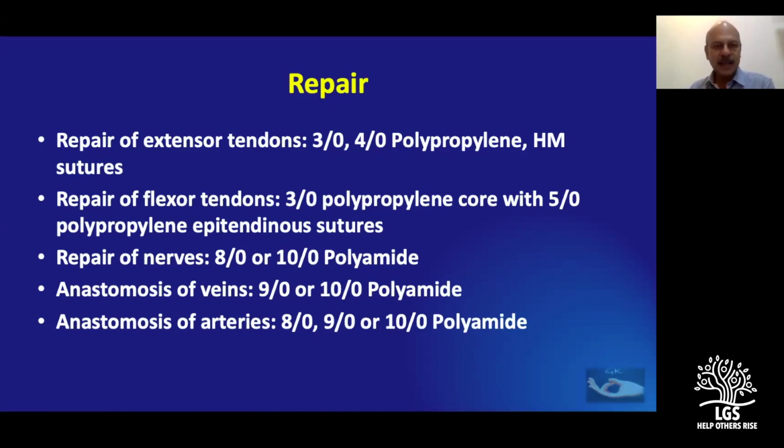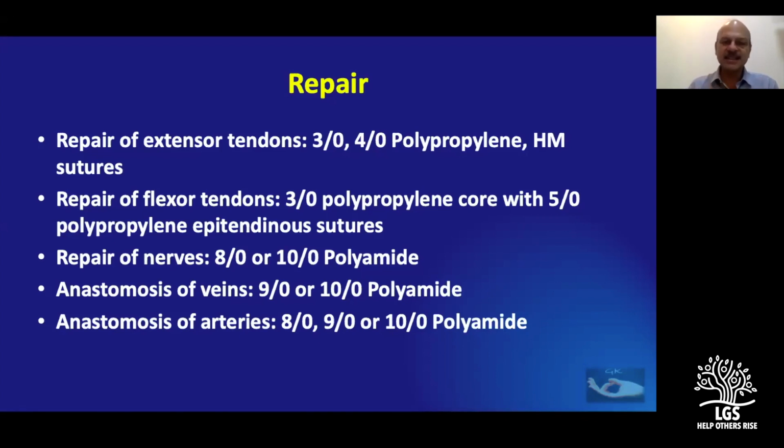Repair of nerves. 8-0 or 10-0 polyamide must be used. Under microscope, this repair must be done. It just takes a few minutes. Nerve repair can also be done after the vascular repair, but it is best done now when there is no bleeding, there is no blood obscuring the nerve. You can do an excellent nerve repair.